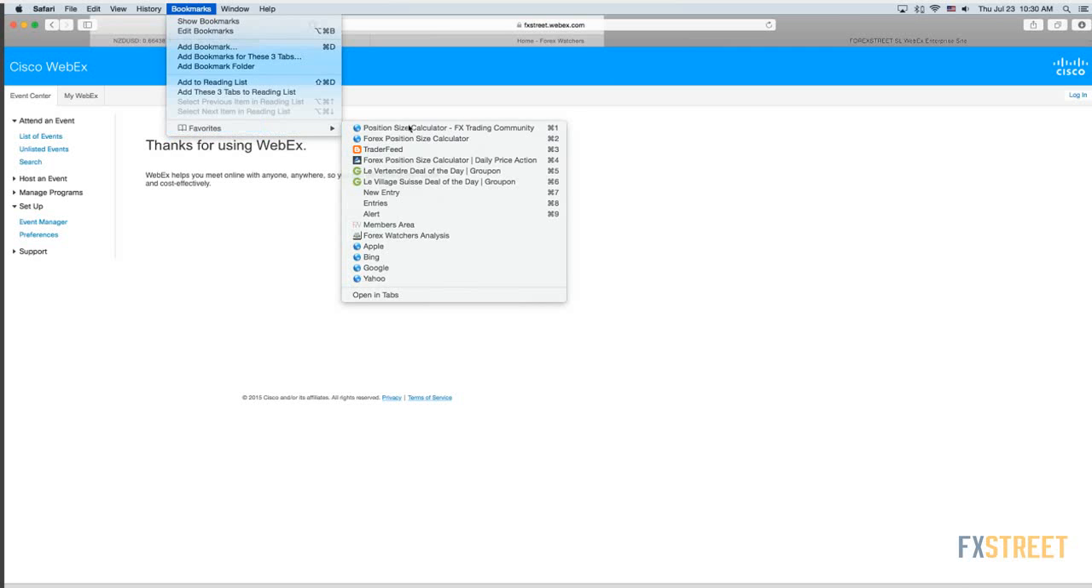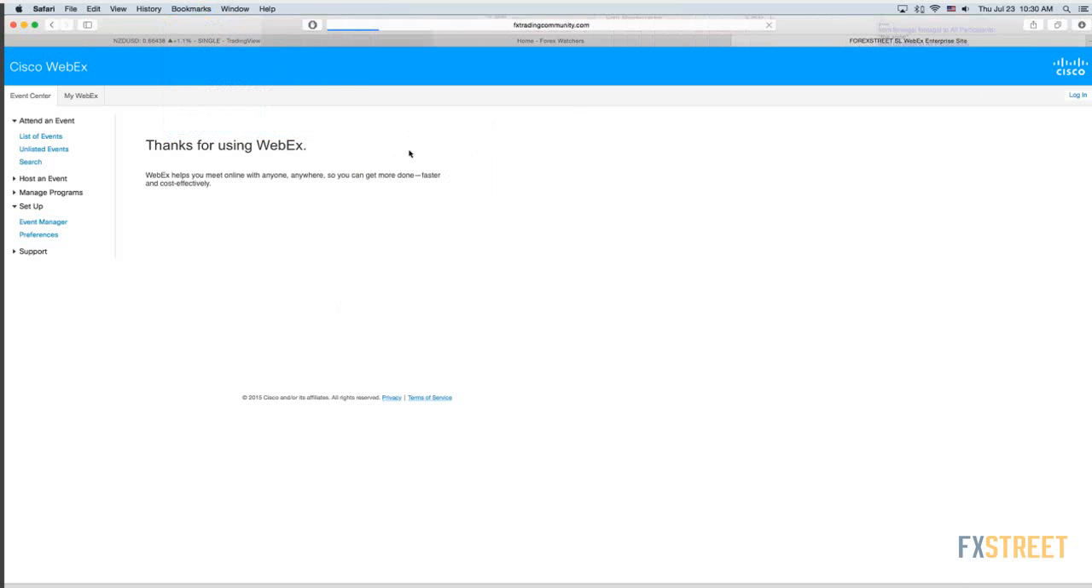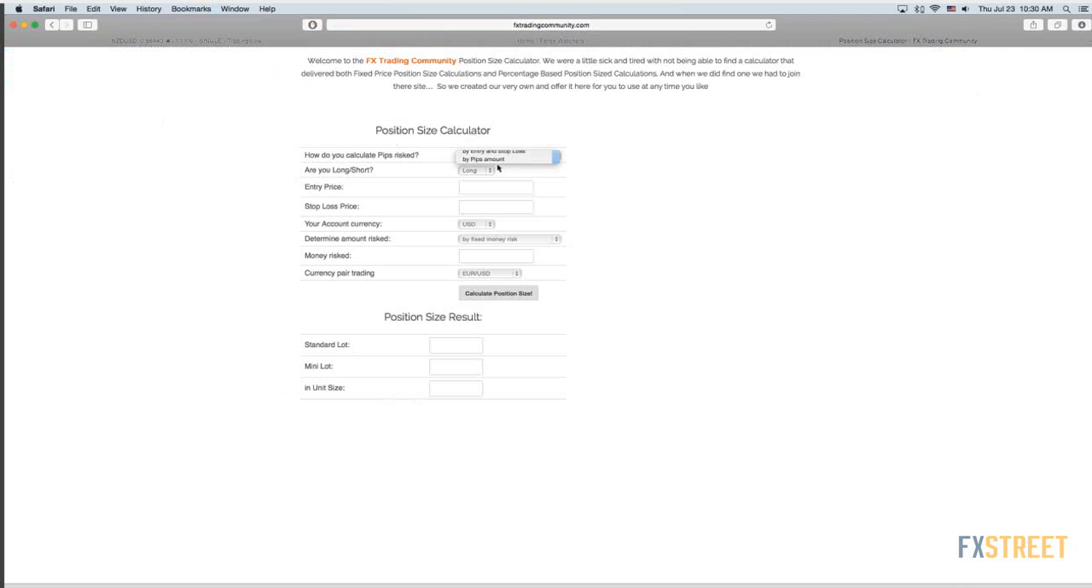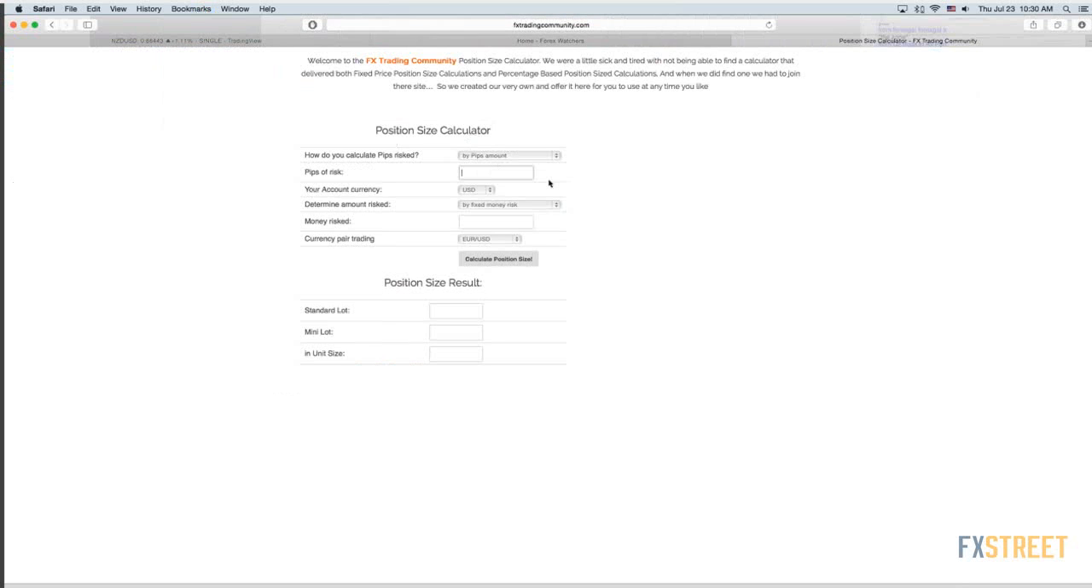Okay? Very simple, very straightforward calculator. Pip amount, how many pips do you risk? Okay, let's say I'm doing a 32 pip stop loss, right? And I generally do this by fixed money instead of percentages. Now, how many of you guys have heard of the concept that you should risk 1%, 2% of your account, no more than that?